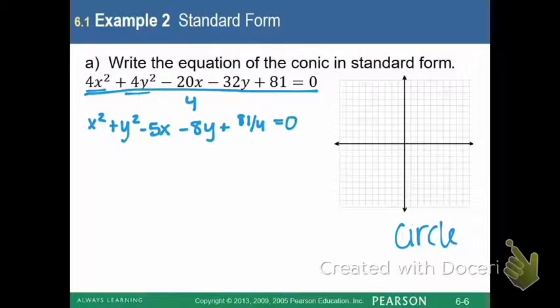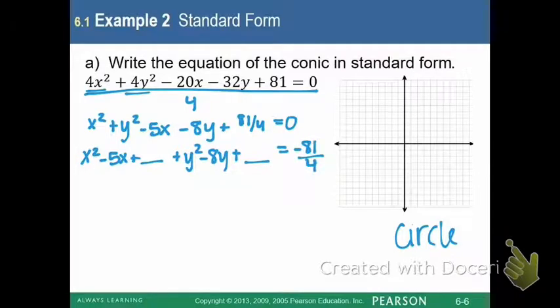So remember, now we want to group the x's, group the y's, so that we can do completing the square. So I'll have x squared minus 5x plus blank plus y squared minus 8y plus blank equals, and I'm going to move that over, so negative 81 over 4.